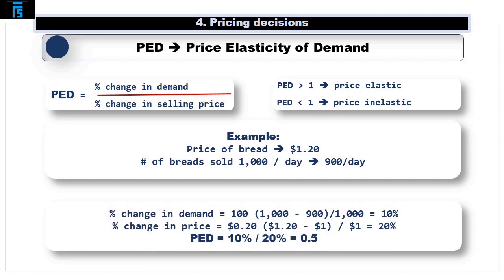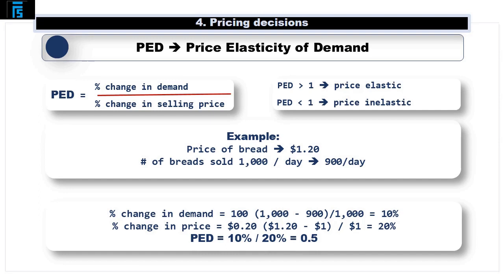So the percentage change in demand can be calculated as 100 loaves divided by 1,000 loaves, the 100 loaves being the drop in sales from 1,000 loaves to 900. This gives us a 10% change in demand.